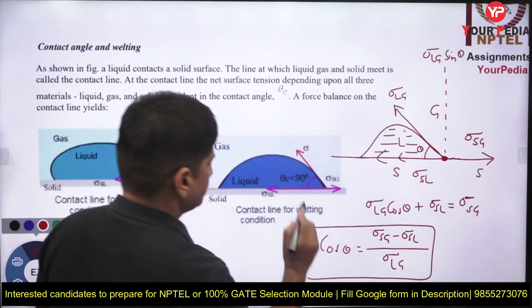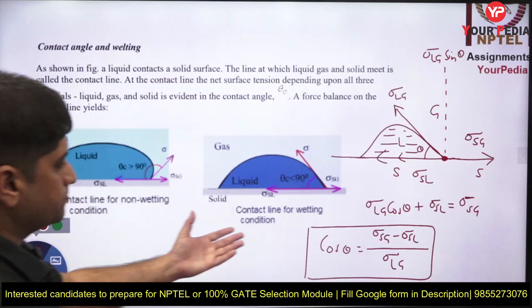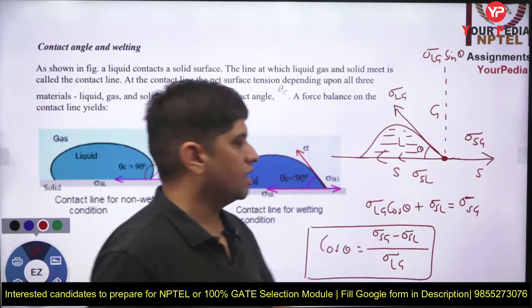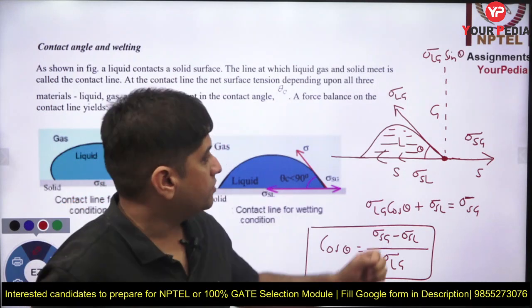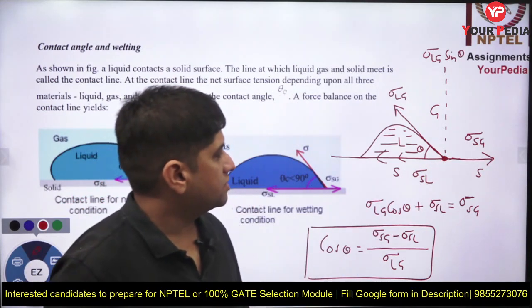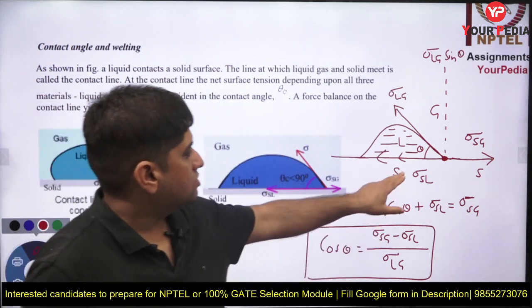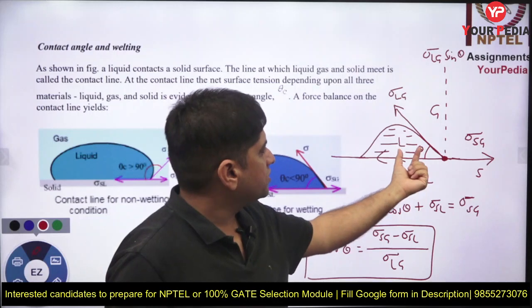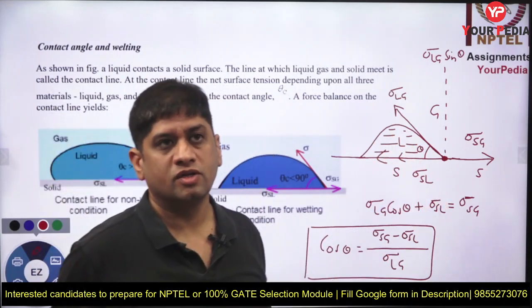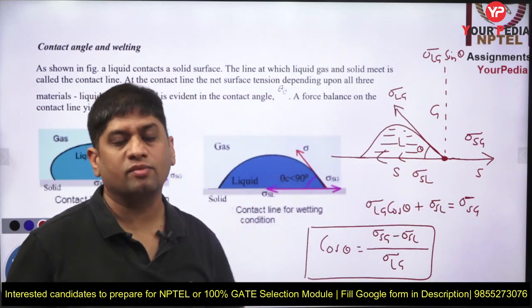Now see one thing, if sigma Sg is more than sigma SL, that means the adhesive force between this solid and this particular molecule here is more than this particular force which is acting in this direction, then obviously spreading will be more. So spreading will be more if Sg is more than SL.